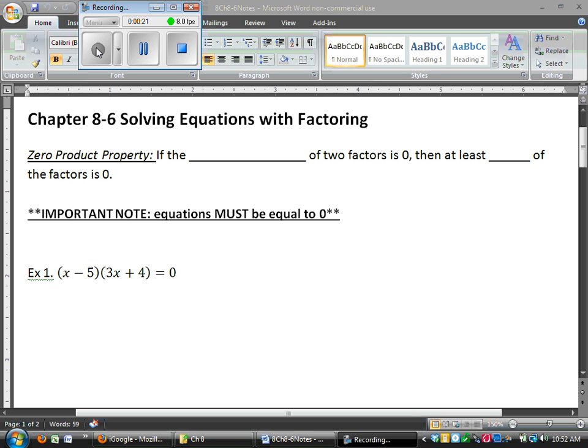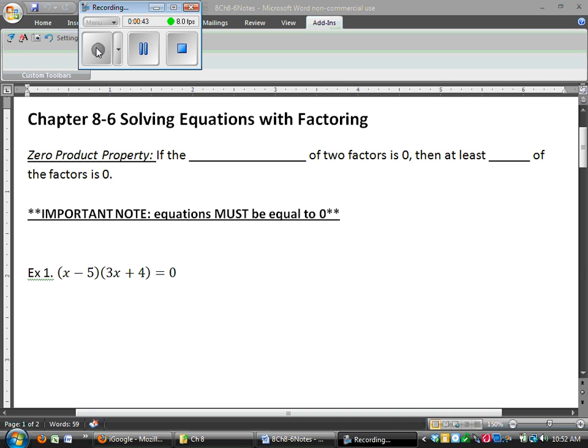Being able to factor is a major process that you need to understand and have down for when you get into algebra 2 and pre-calculus. So this is the last section we're going to be talking about today, and it's using factoring to be able to solve equations. In math, we have this product called the zero product property.